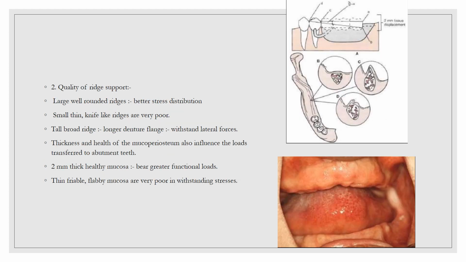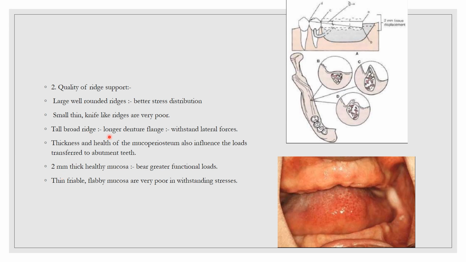Coming to the second, that is the quality of the ridge support. Large, well-rounded ridges give better stress distribution. This is a well-rounded ridge, this is an knife-edge ridge, and this is a resorbed ridge. This is just showing the bone type. Small, thin, knife-like ridges are poor, while tall, broad ridges with a longer denture flange can withstand lateral forces. That's what this is showing. So the longer the denture flange, the more lateral forces can be withstood.